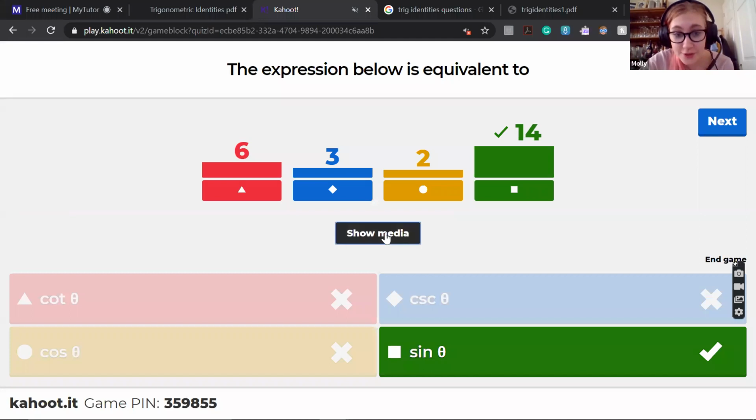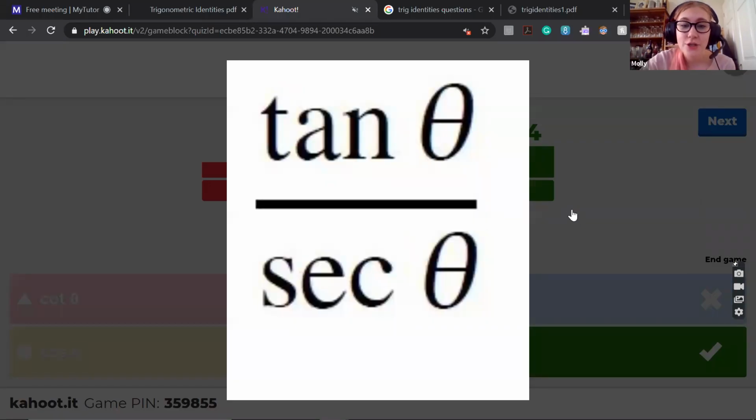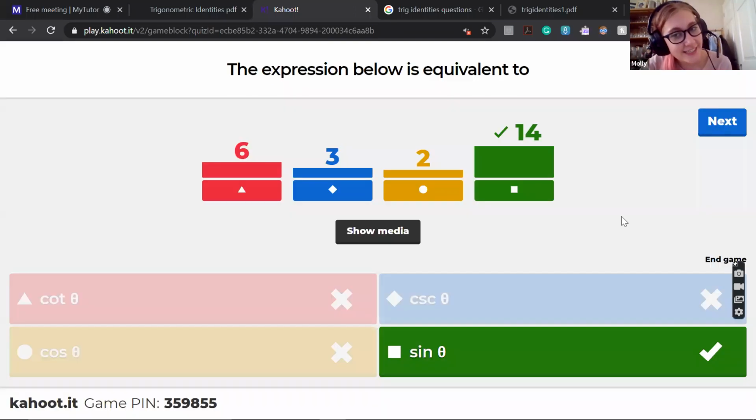Cool, at least the majority got that. That's fantastic. So what you do for this one is you rewrite sec theta as 1 over cos theta. And then you've got tan theta divided by 1 over cos. That's the same thing as tan theta times cos theta, which we've just learned is sine theta.